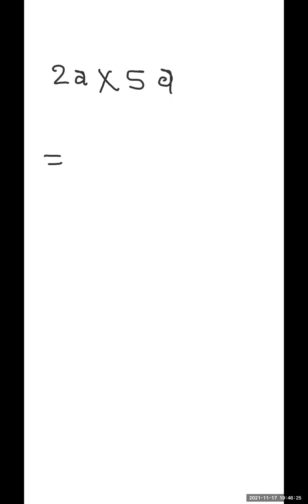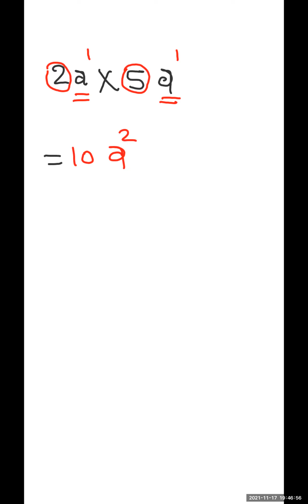So simply here, we have to multiply the coefficients. So 2 times 5 equals 10. A times A. We said that A is a to the power 1, and here a to the power 1. So a power 2. So 2a times 5a will equal 10a squared.